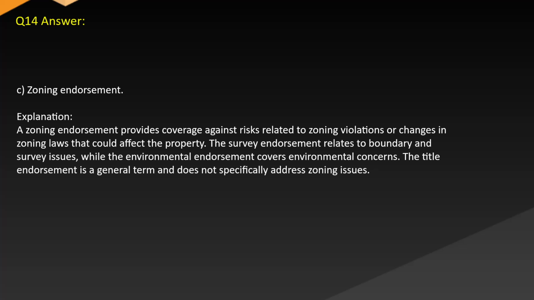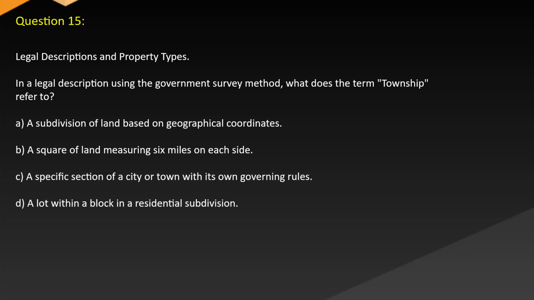The survey endorsement relates to boundary and survey issues, while the environmental endorsement covers environmental concerns. The title endorsement is a general term and does not specifically address zoning issues. Question 15. Legal descriptions and property types. In a legal description using the government survey method, what does the term township refer to?